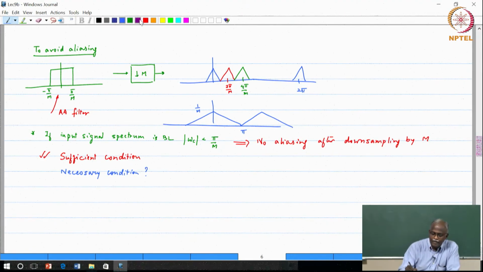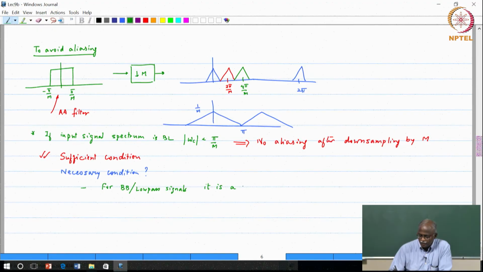However, you can qualify it with the following statement: if you are dealing with baseband, BB stands for baseband or low pass signals, signals of the type that we have shown, it is a necessary and sufficient condition. If it is a low pass signal, it has to be band limited to pi over M, otherwise you will run into aliasing. So, it is a necessary and sufficient condition.